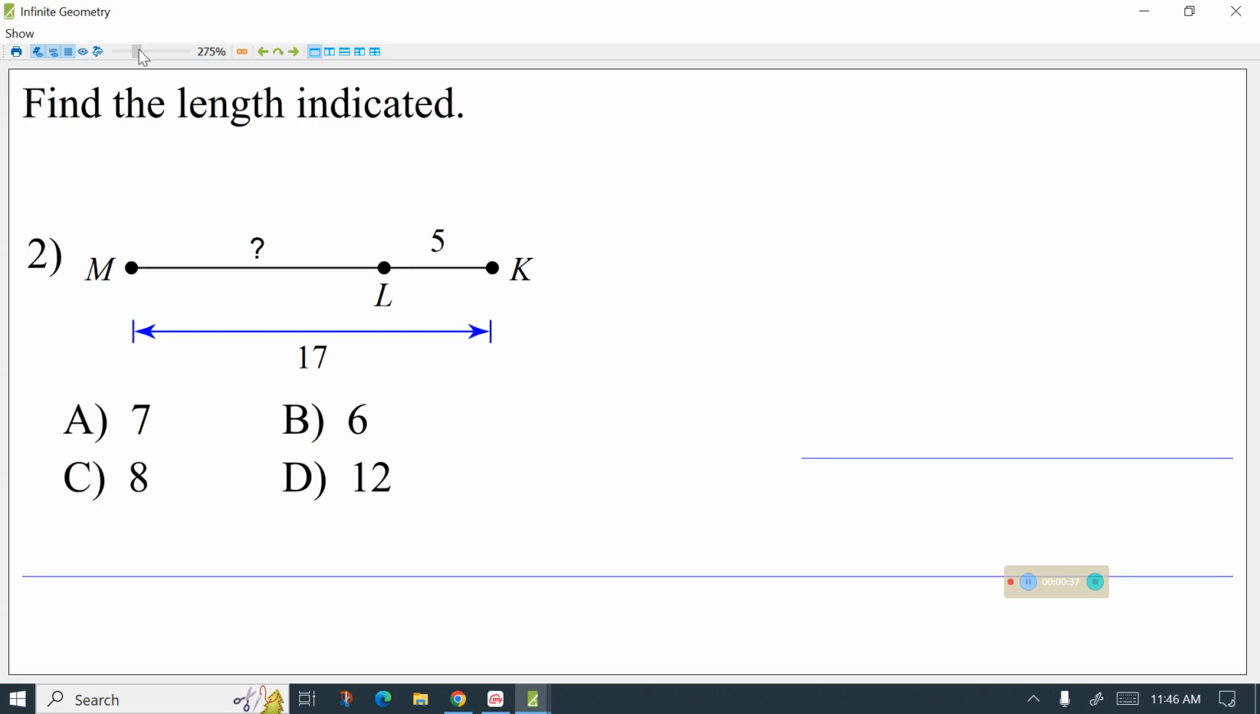Okay? On this problem, we should understand that we need these two pieces to add up to 17, right? That from here to here is the missing length, and we know that they make a straight line. And so if this piece is 5, we should be able to know that the answer here should be 12, right? Because 5 plus 12 makes 17. So that's what's going on in this one.